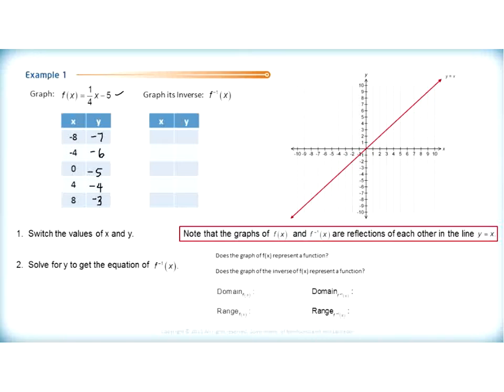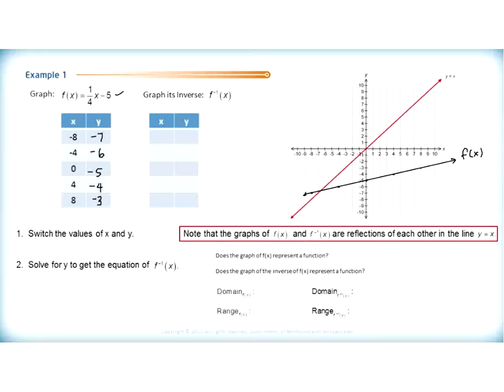Let's quickly plot these here. -8 and -7. We have -4 and -6. We have 0 and -5. We've got 4 and -4. And we've got 8 and -3. And as expected, it's a line, so let's join up these points and see what the graph looks like. The graph passes through these points right here, and here is the graph of the original function, f of x.